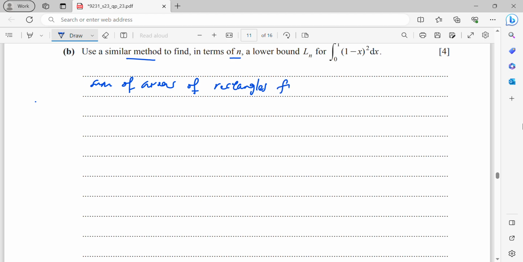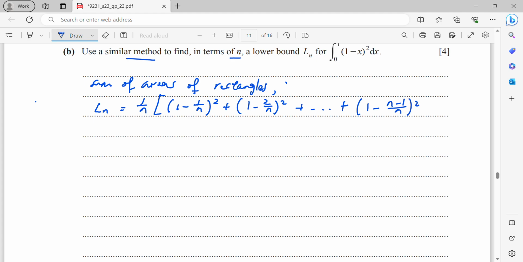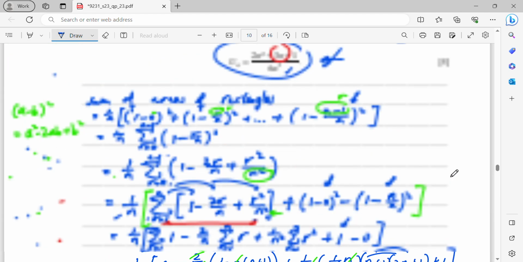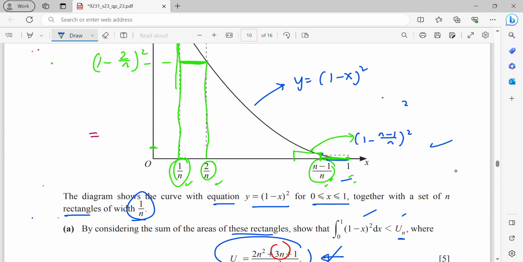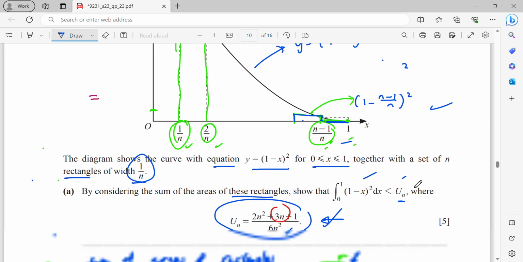Okay, for the lower bound, Ln equals 1 over n, the width, which is still the same. Remember just now I said I'm using 1 minus 1 over n squared as the first height, then 1 minus 2 over n squared as the second height, plus until 1 minus n minus 1 over n squared, because the last term is actually 0. The height is 0 here, so no need to consider this. I will just consider up to the previous rectangle.